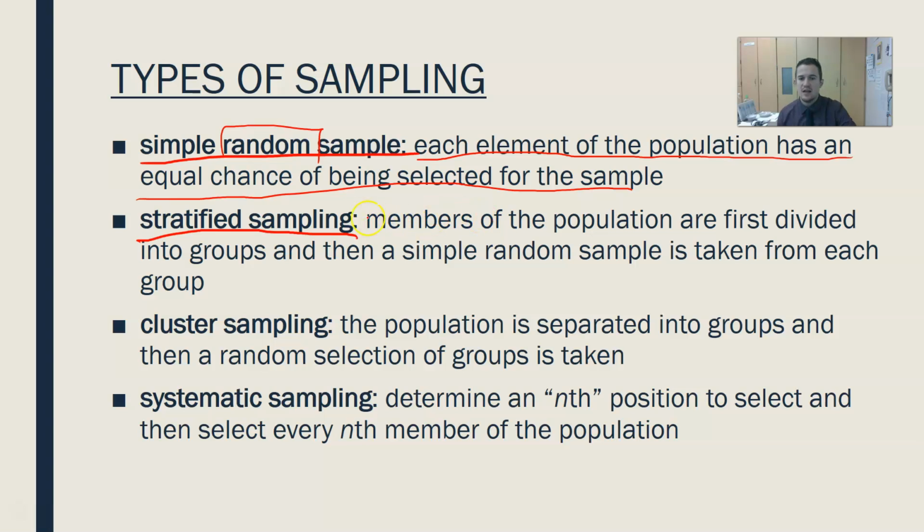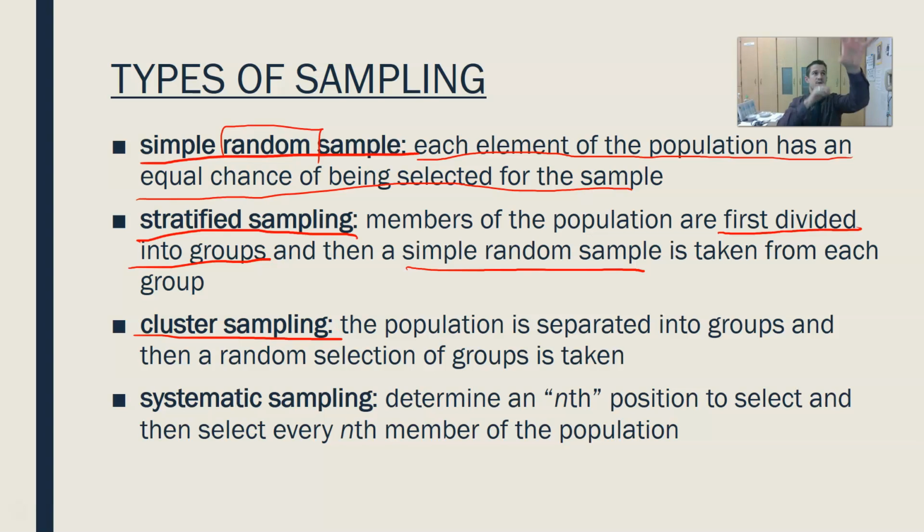Stratified sampling is where members of the population are first divided into groups, and then a simple random sample is taken from each group. I split my population into groups, however many groups I want, and then I take a random sample from each group. That's stratified sampling. Cluster sampling is where the population is split into groups, and then a random selection of groups is taken.